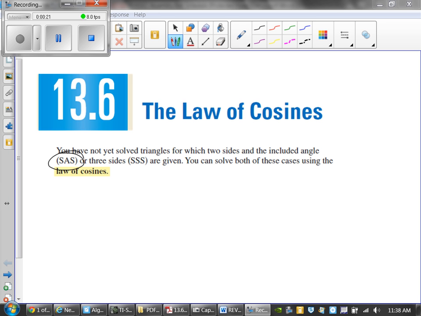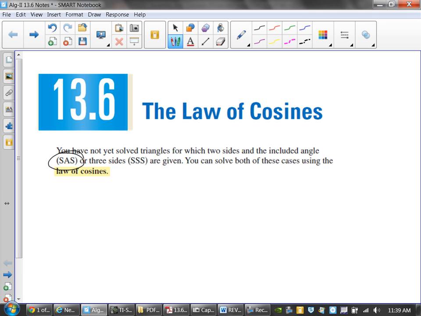Is it going to be the quiz? Is it going to be the law of cosines? Yes, because that's 13.6. So 13.1, 13.5, 13.6. Okay?